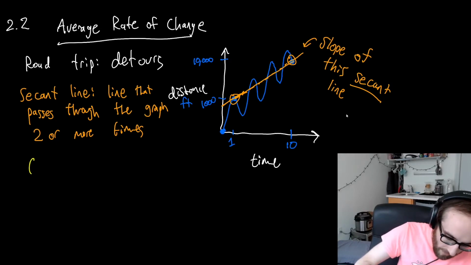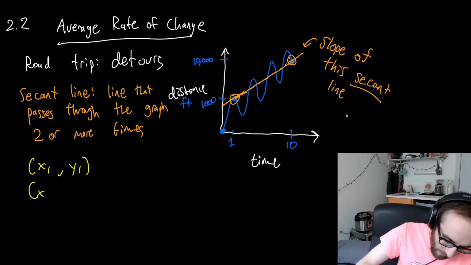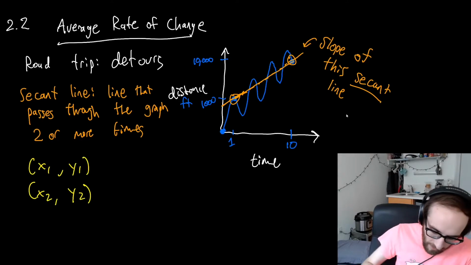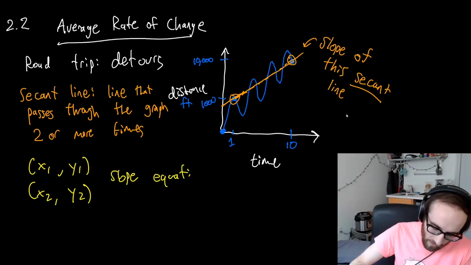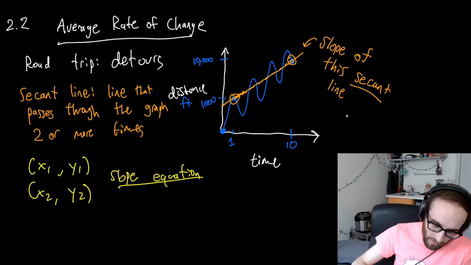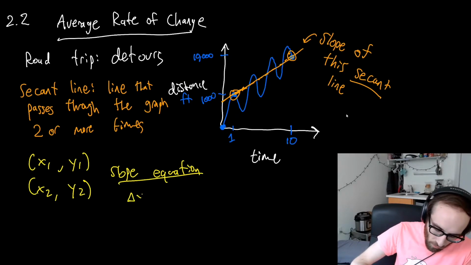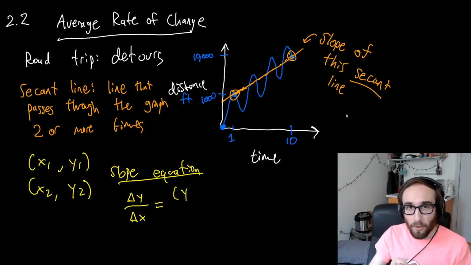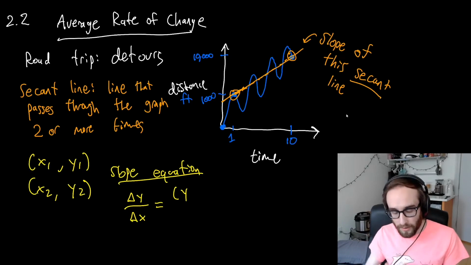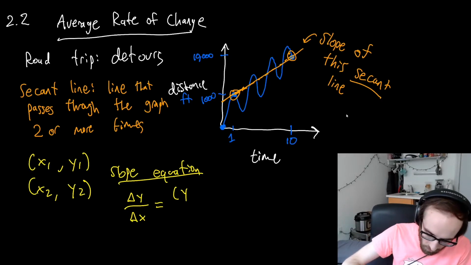We can identify that by looking at our 2 points, x1, y1, x2, y2, and then our slope equation tells us that the slope is going to be the change in y over the change in x. So change in y over change in x, we could take, and it doesn't matter which one we start with, 2 or 1, as long as the order is the same in the numerator and denominator. Let's do y2 minus y1 over x2 minus x1.